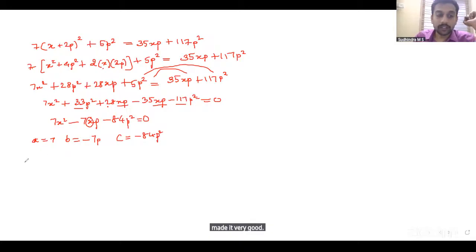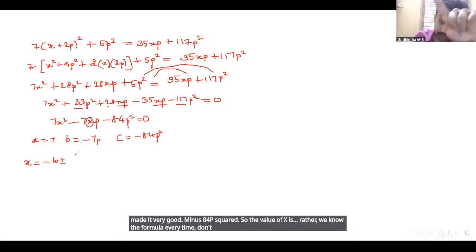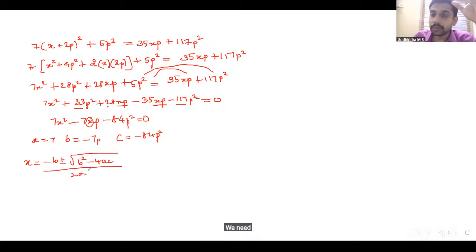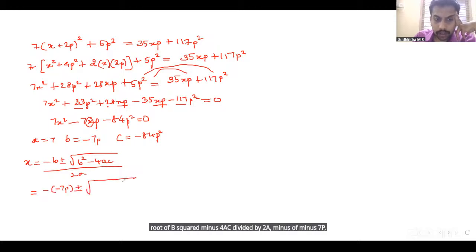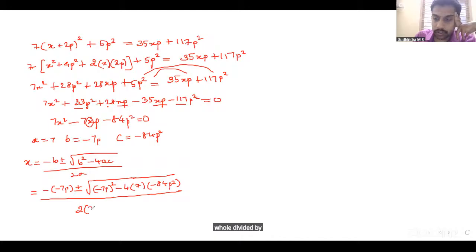So the value of x, we know the formula. Every time, don't miss, every time write the formula so that we need not put in additional efforts to remember it. Minus b plus or minus root of b square minus 4ac divided by 2a. Minus of minus 7p plus or minus root of minus 7p the whole square minus 4 into 7 into minus 84p square, whole divided by 2 into 7. That is 7p plus or minus root of 7 square is 49.